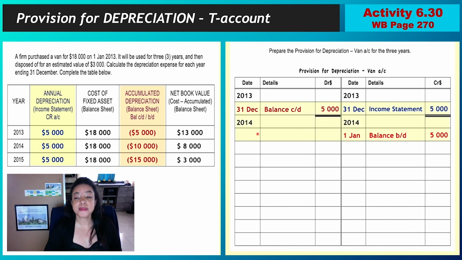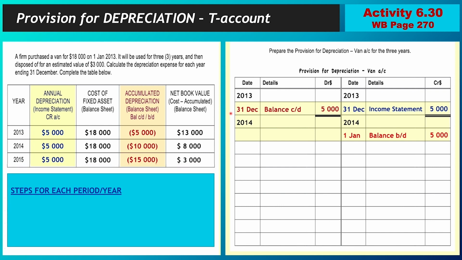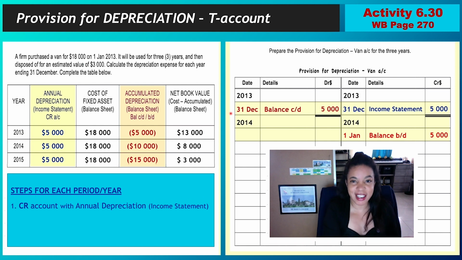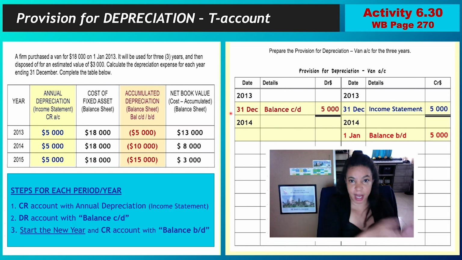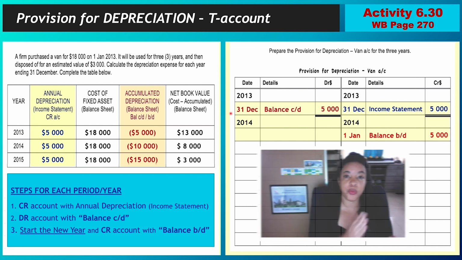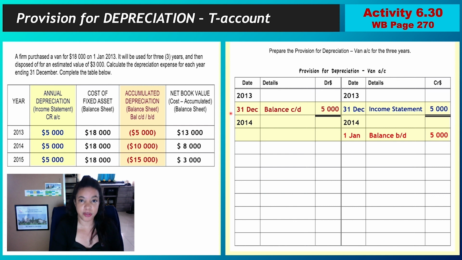And this is usually what I call the first part. You have your income statement on the credit side. You have your balance carried down on the debit side. And then you will bring down your balance on the opposite side, which in this case will be your credit side. And then you can feel good, take your little break, and you're moving on now to 2014 in terms of the income statement.